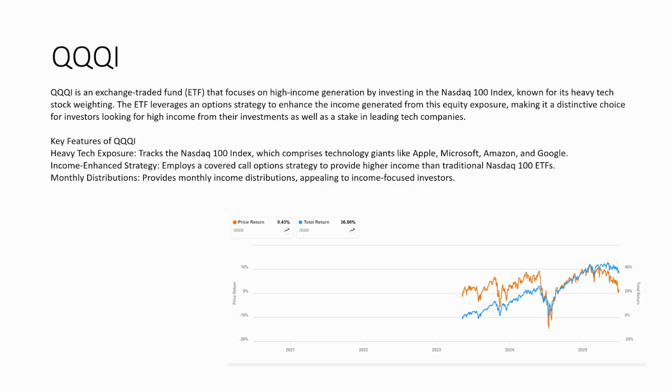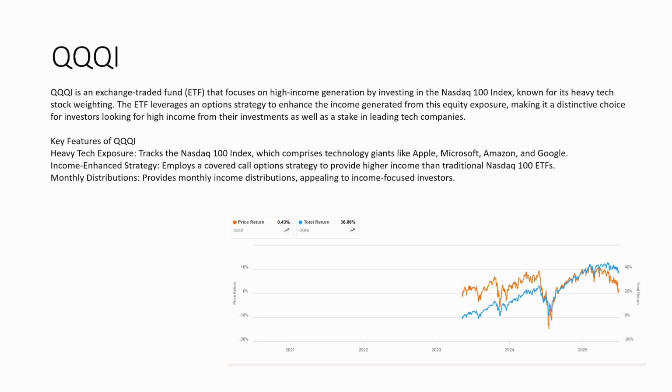Now we go on to QQQI, which targets Nasdaq 100 exposure with a covered call overlay. This includes Apple, Microsoft, Amazon, Google, and it uses covered calls for monthly equity payouts. The distribution is attractive for cash flow focused investors and it balances the growth potential of tech giants with income generation. Now, as you can see, once again, price return is in the positive. Total return is in the positive.